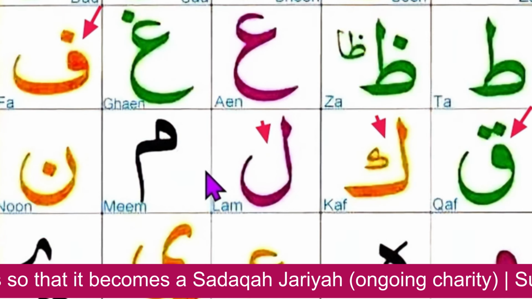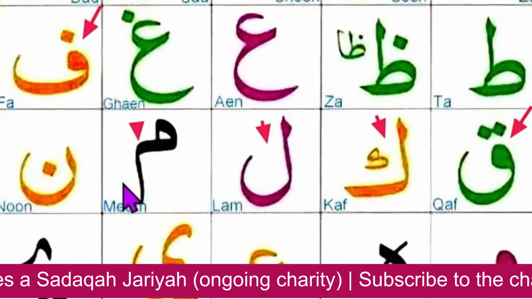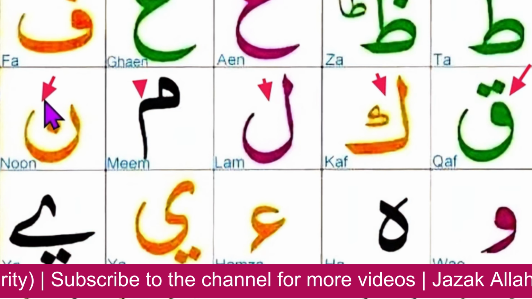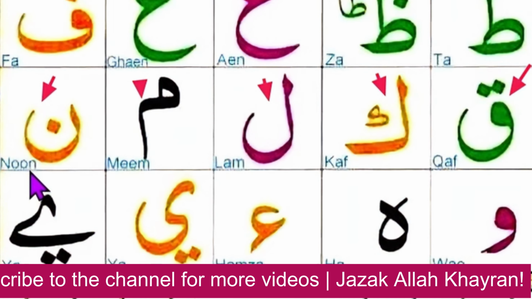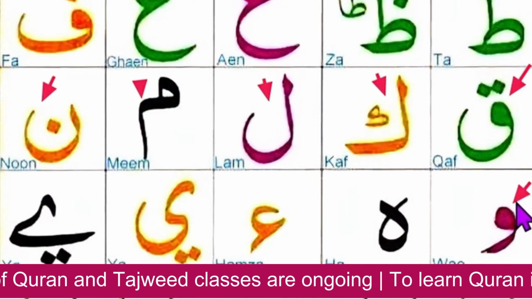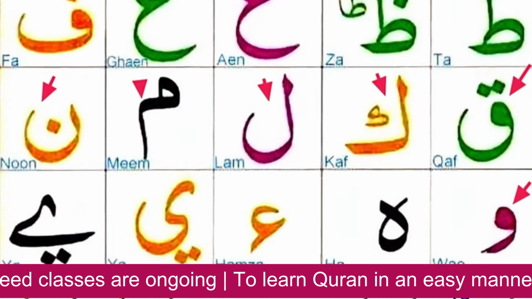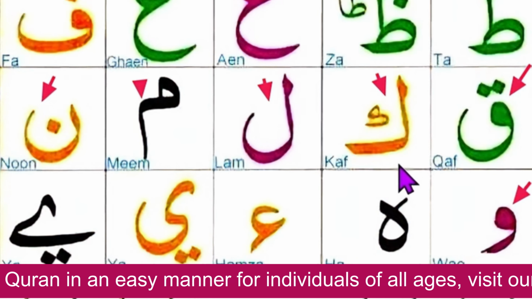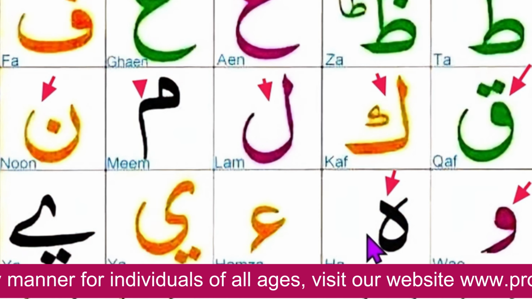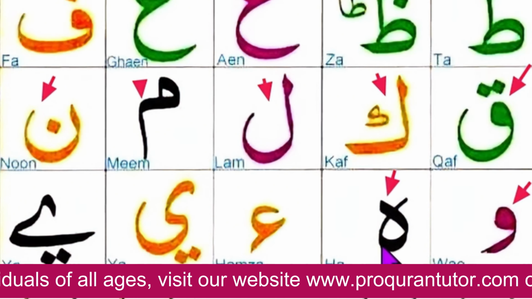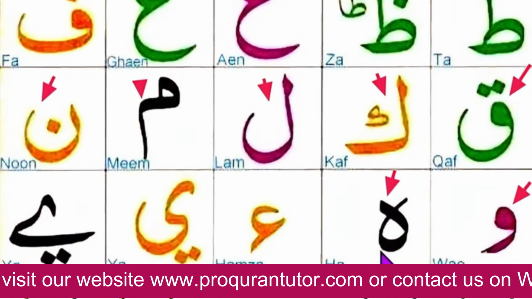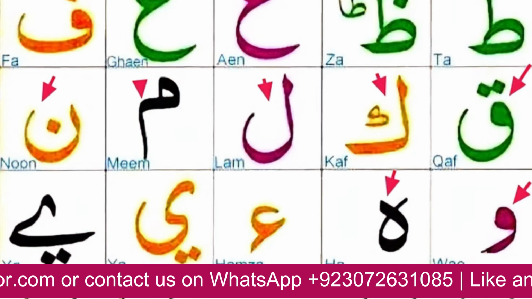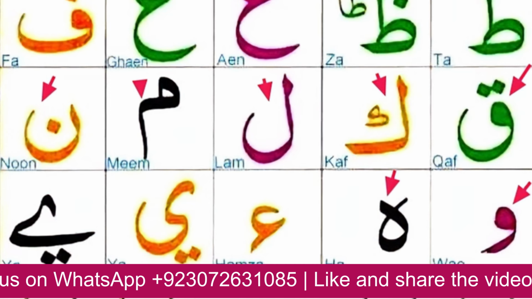Lam. And here we have Meem. And then we have Noon. And here we have Waw. It's clear. And here we have Ha. So how to pronounce this? Because here we have the other Ha, so they have different sounds.